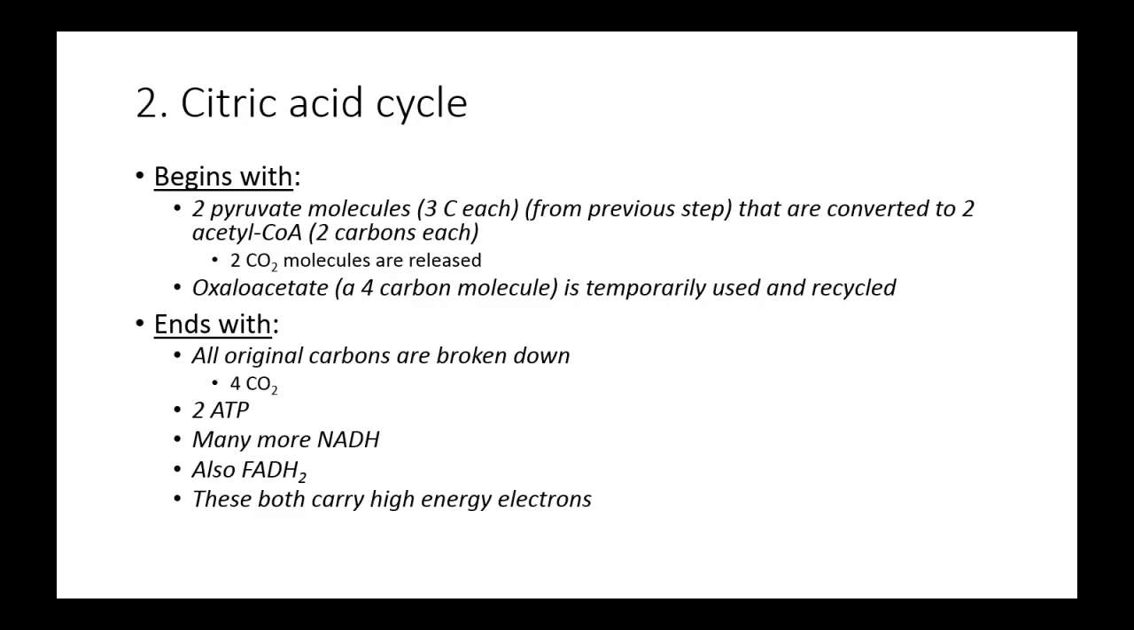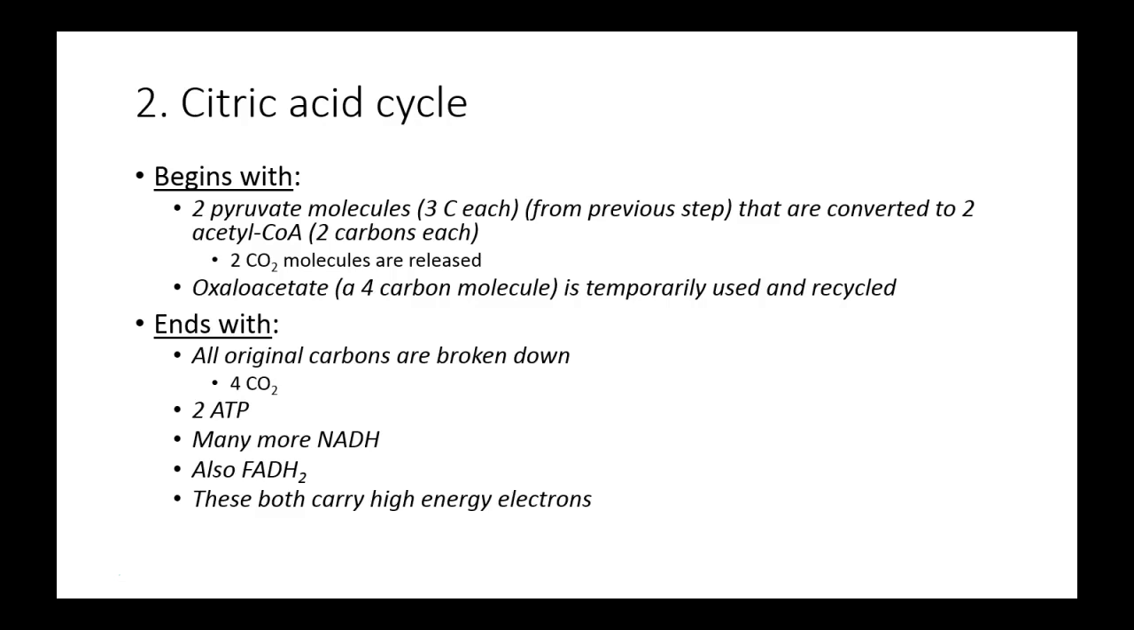And so what we end with after this stage is basically, this happens twice. It goes through 2 cycles of the citric acid cycle, and all the carbons are now broken down. So that original molecule is totally broken down. We get 4 carbon dioxides. So those 4 carbons that had been remaining actually combine with oxygen to get carbon dioxide. There's a generation of just 2 ATP molecules.